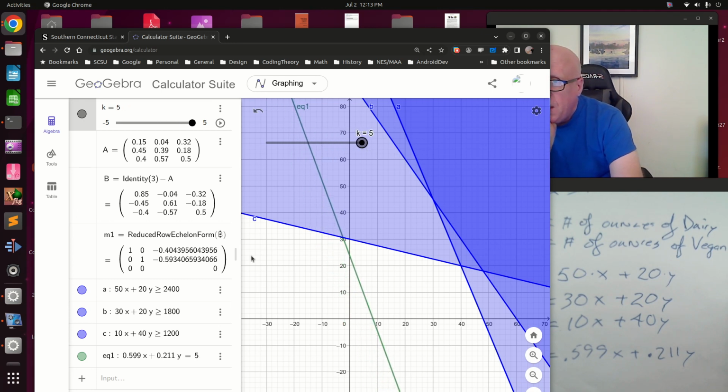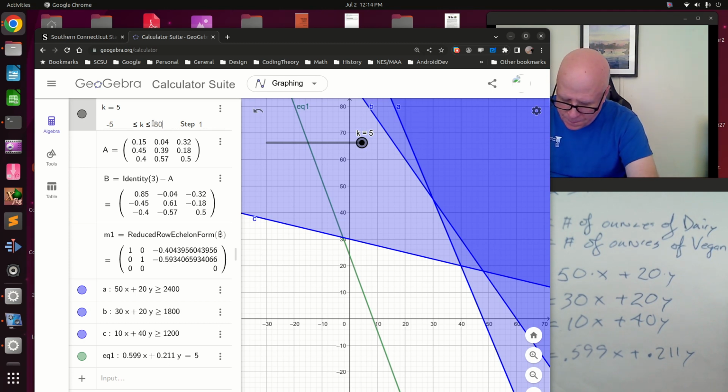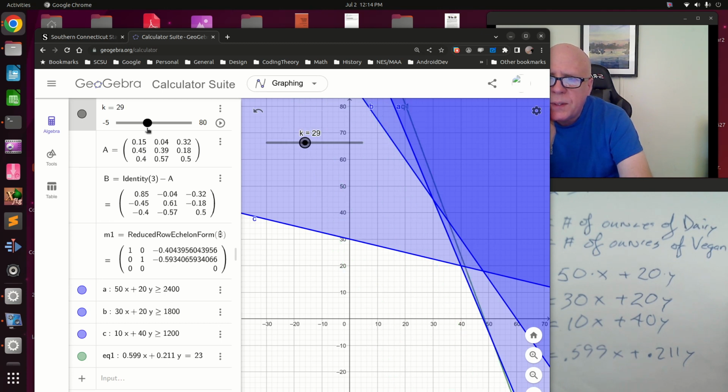Notice that's important. I don't seem to be going far enough in the positive direction, so I'm going to move it up to maybe 80 as the upper limit. Didn't do anything. Oh, I changed the step to 80. Keep the step at 1, make the upper limit 80. Alright, so now we should be able to slide that slider up until, where do we want to be? We want to be in the feasible region, but as far out of it as we can get.